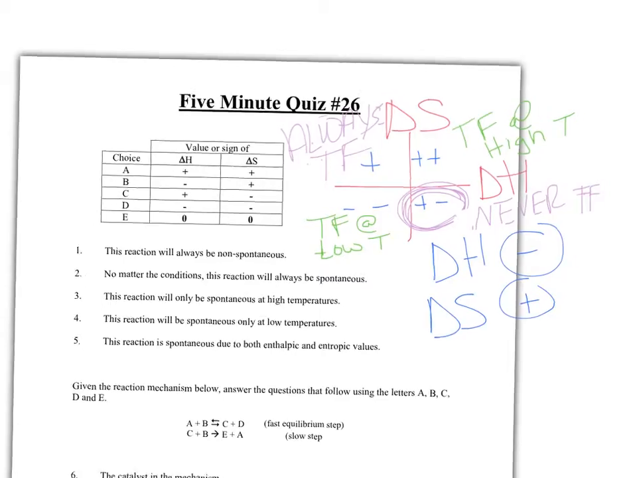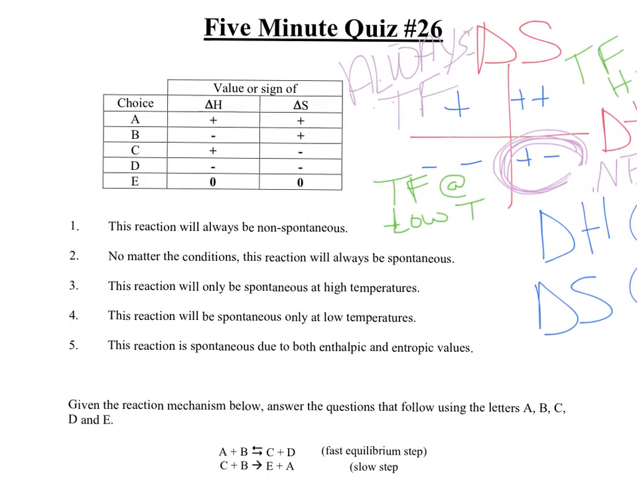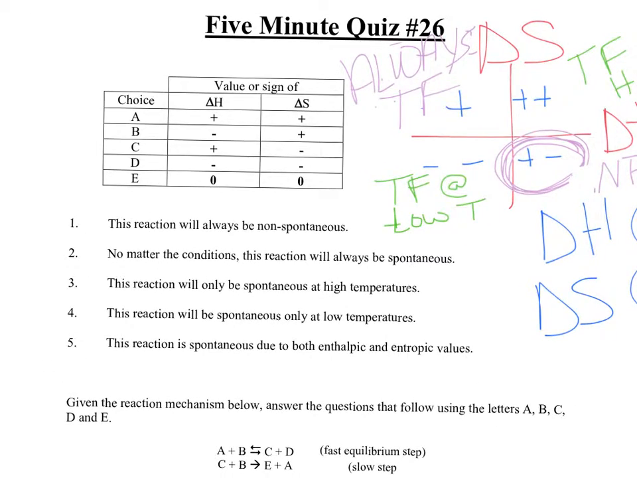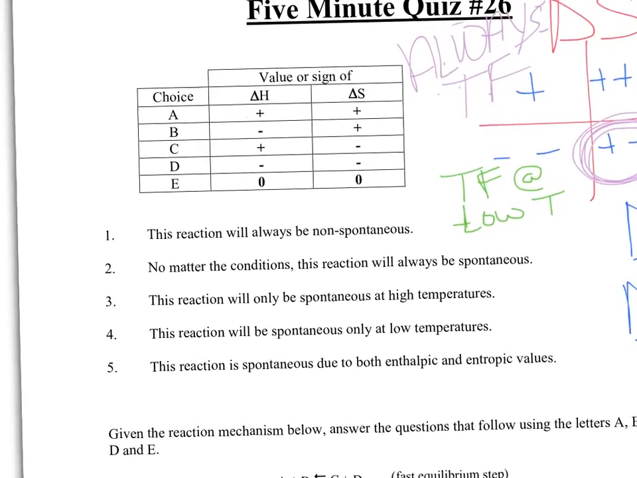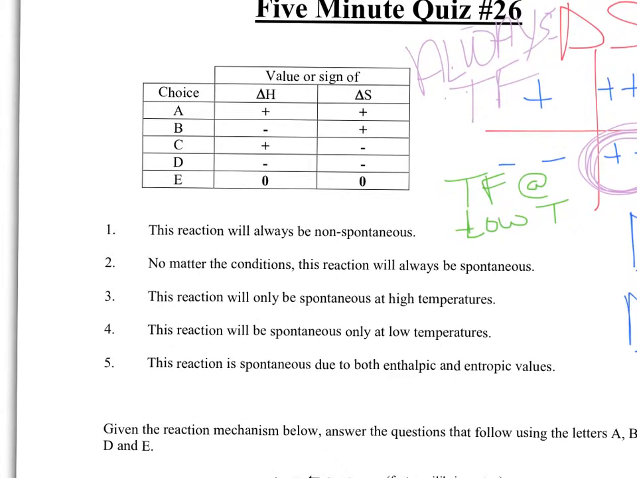All right, so this reaction will always be non-spontaneous. So think about this. H likes being negative, and S likes being positive. Which one of these two is going to be the opposite of what they want to be? H likes to be negative. Well, that leaves us at A and C, and S likes to be positive. So it means it is C. I still don't understand why S likes to be positive.